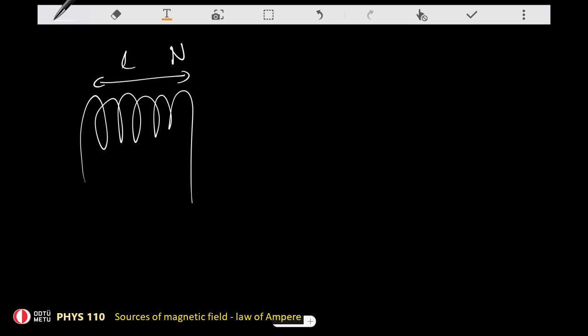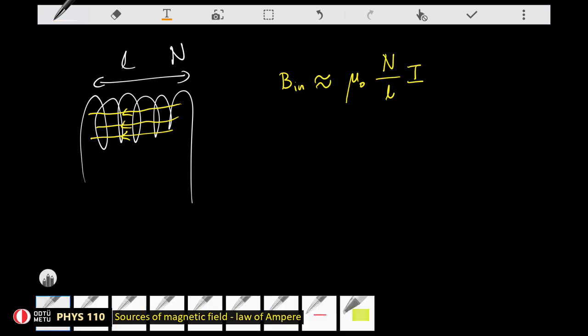Finally, let me just say something about this real solenoid. In that case, we have a finite number of turns and finite length. And so in that case, we have a picture where, of course, the inside magnetic field is not uniform, but we are making the approximation that if the infinite solenoid approximation is valid, then the inside magnetic field is approximately equal to mu0 times the number of turns divided by the total length of the solenoid, multiplied with the current. Let me also show the current in here.